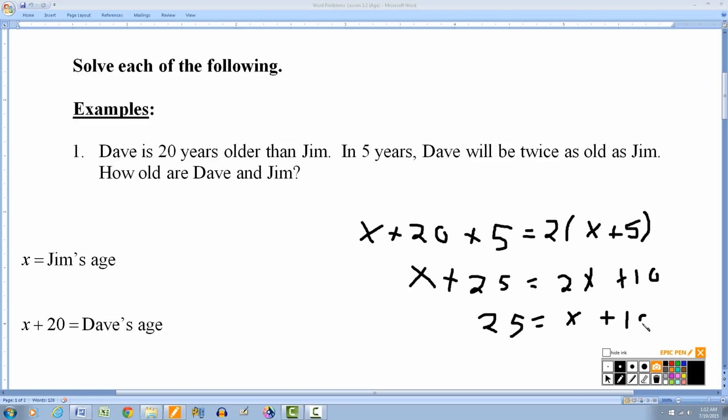Okay, so now I want to isolate the x. I want to get rid of this 10, so let's add negative 10 to both sides. If I add a negative 10 to the right side, the negative 10 and the 10 will cancel, go to 0. And if I add a negative 10 to the left side, I get x is equal to 15. Okay, so x is equal to 15. That's Jim's age. So Jim then is 15.